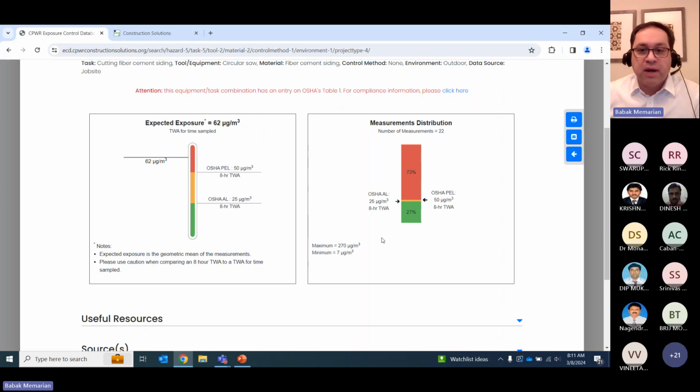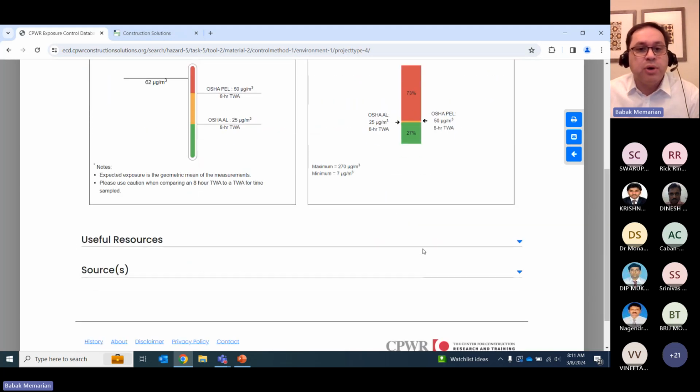On the right graph, you see the summary of the data, the distribution. This result was based on 22 measurements that we had in the database. It shows the distribution, how many of the measurements were above 50, how many below. That gives you a better picture of the data used to develop this database for this specific task. And you see the maximum and the minimum of the exposure based on the data that we had.